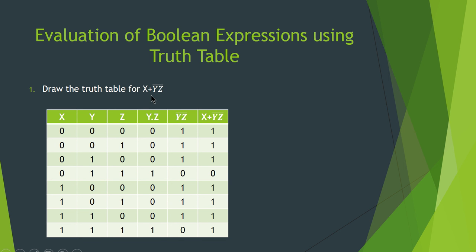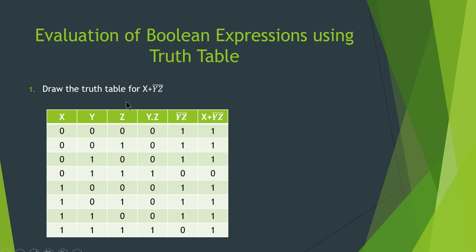So if there are 3 variables, then 2 to the power of 3, 2 into 2 into 2, gives you 8. So there should be 8 different combinations. If you have 4 variables, then you will have 2 to the power of 4, which will give you 16 different combinations. Once you have been given the expression, first you have to write the inputs of the particular expression.